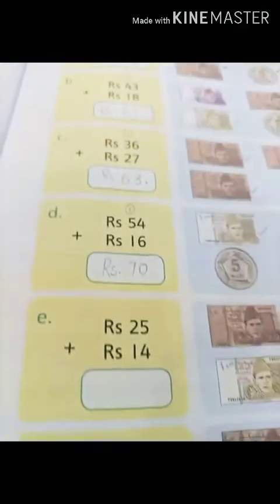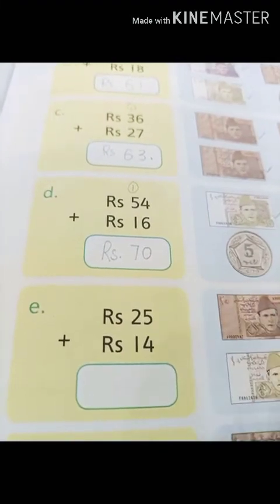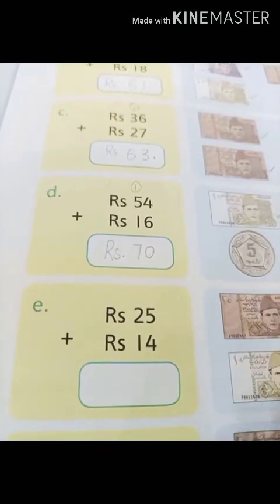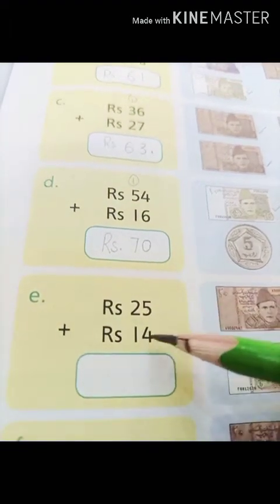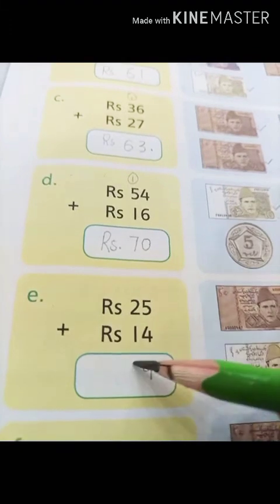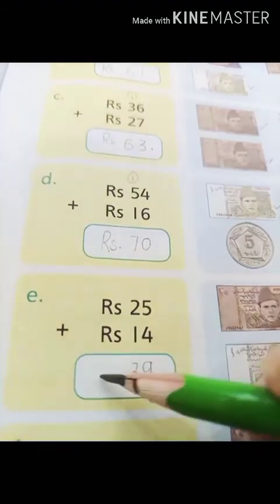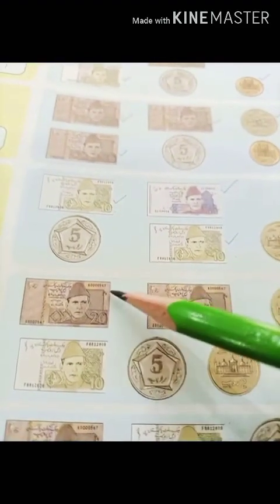Okay, come towards our next part E, in which we are going to add 25 and 14. Starting from the ones column, 5 plus 4 is equal to 9. 2 plus 1 is equal to 3. Now in total this will become rupees 39. Let's count it from here. Starting from the bigger note, 20.